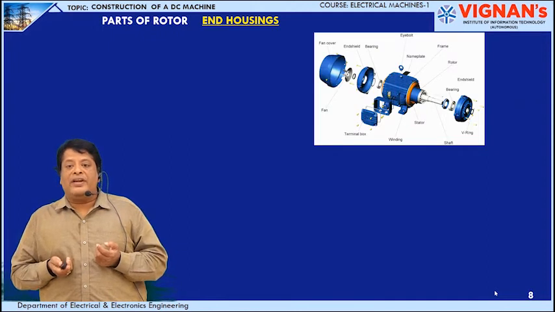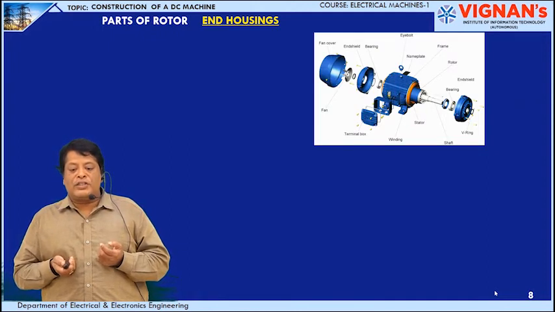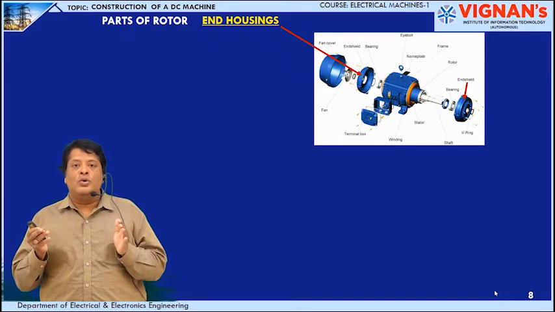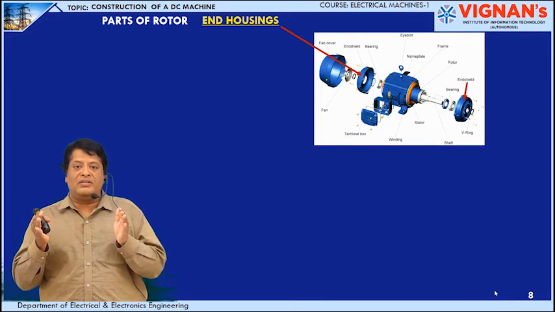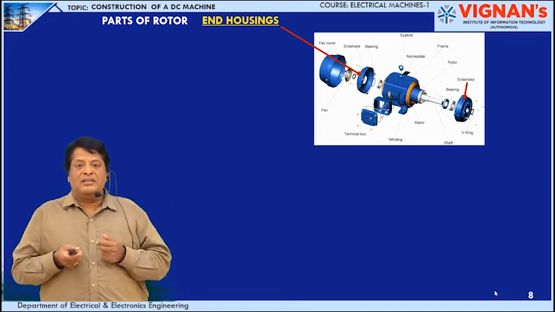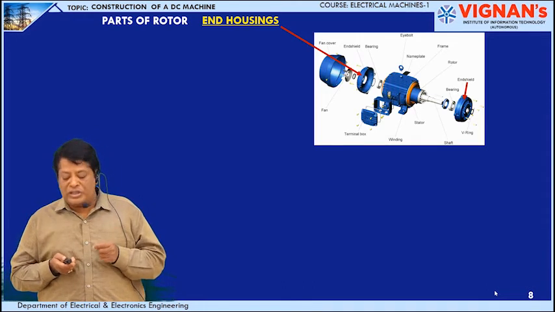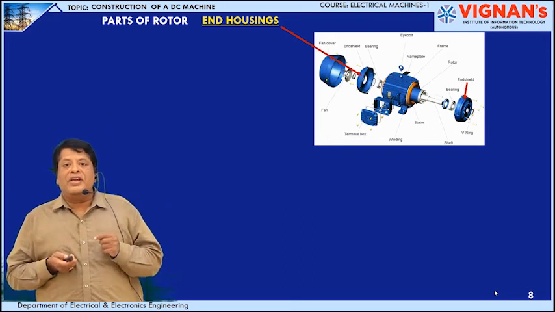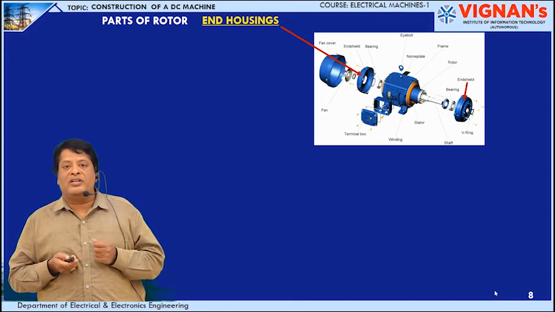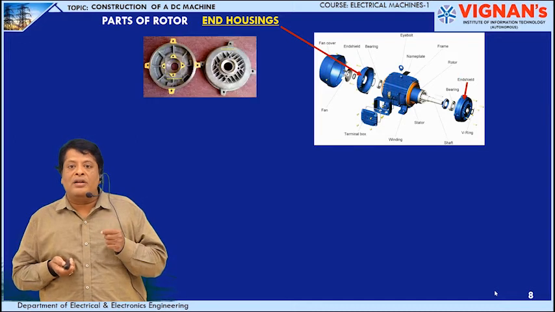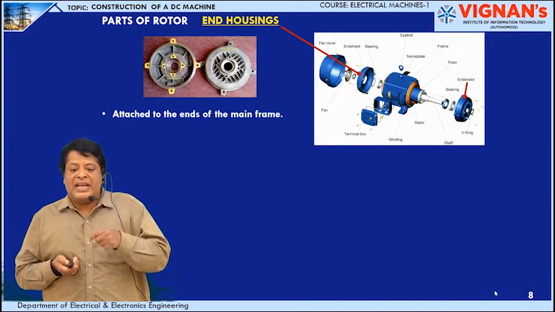These are the different parts of a DC machine. The remaining parts are the end housings. The end housings are the two covers attached to the two sides of the stator. At the center of the end cover, the bearings are there. In the bearings, we insert the shaft of the rotor so that it gives mechanical support to the rotor to keep it in the stator.